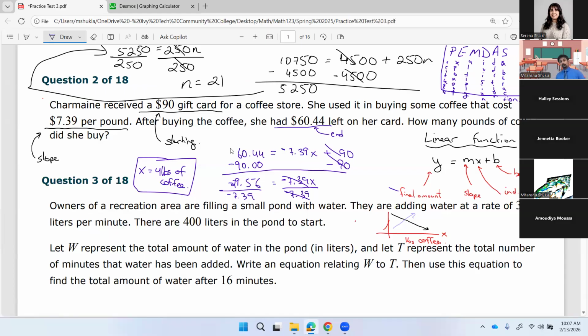Okay. So I made sure to make it work that way, right? But again, my interpretation was that the cost is this much per pound of coffee. So I'm thinking about the balance on a gift card being related to pounds of coffee. This is why I wrote mine the way I did. But either way is mathematically correct.